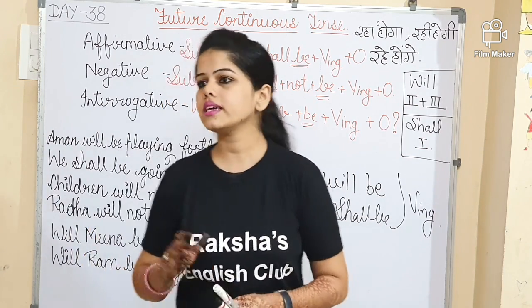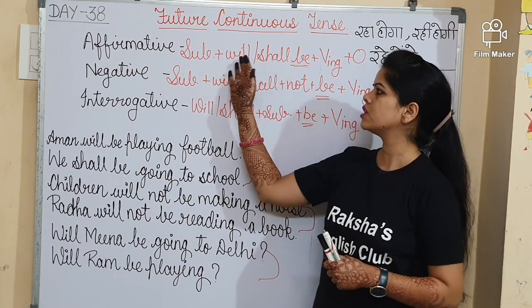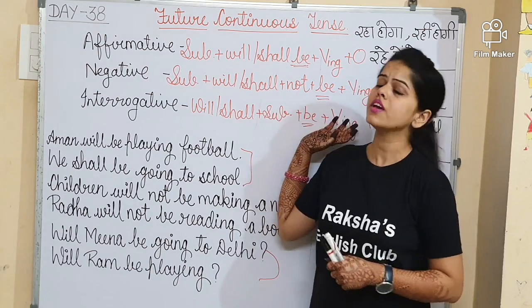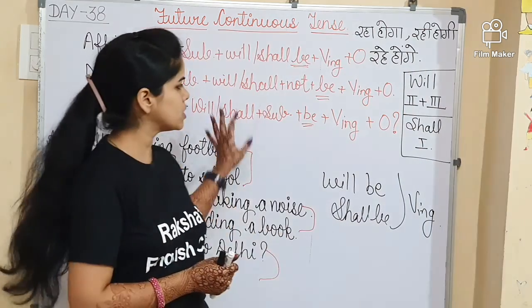Okay, so I think the future continuous tense is very much clear to you. Nothing is there, only the use of will be and shall be with the ing form of the verb. I think this much is clear to you.